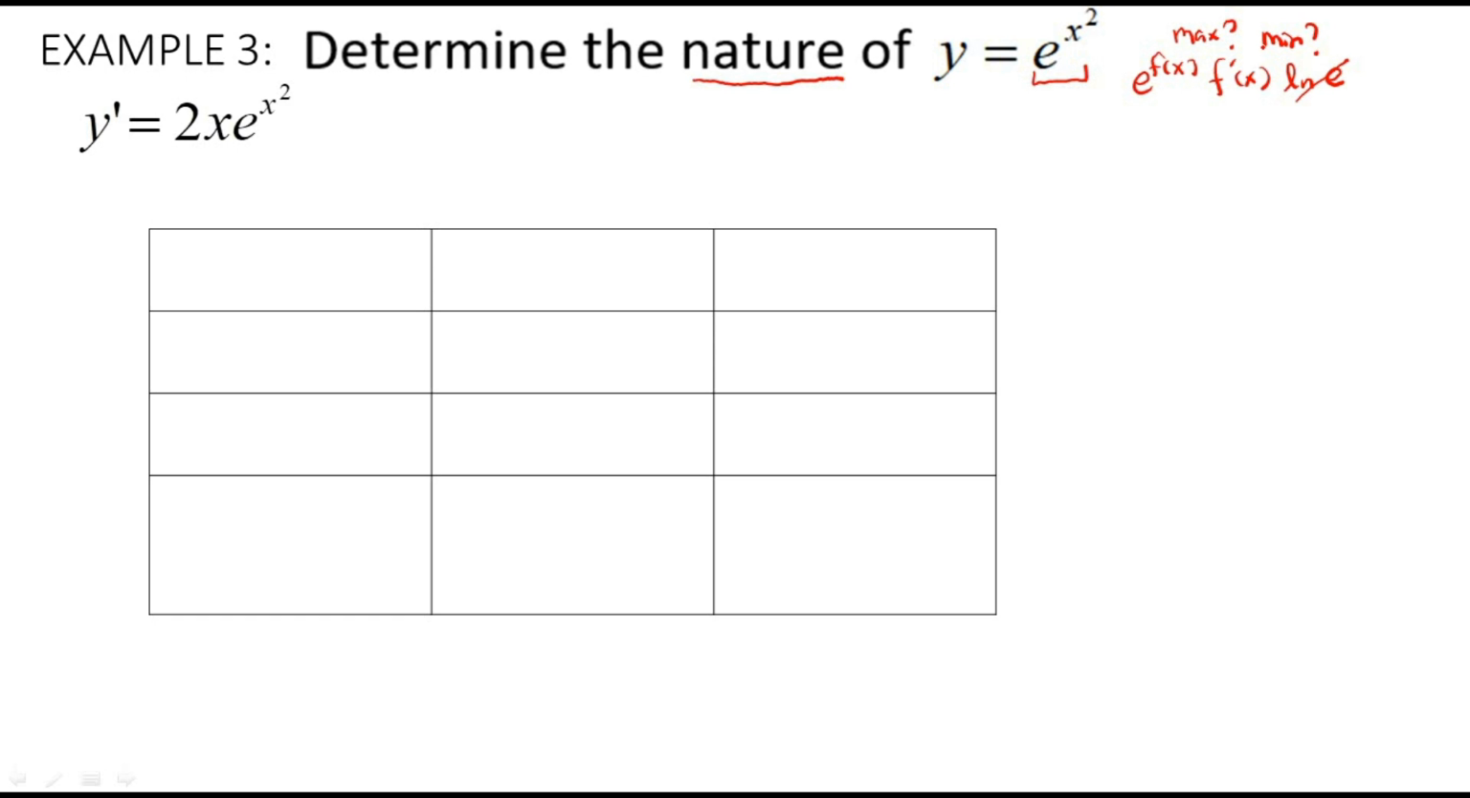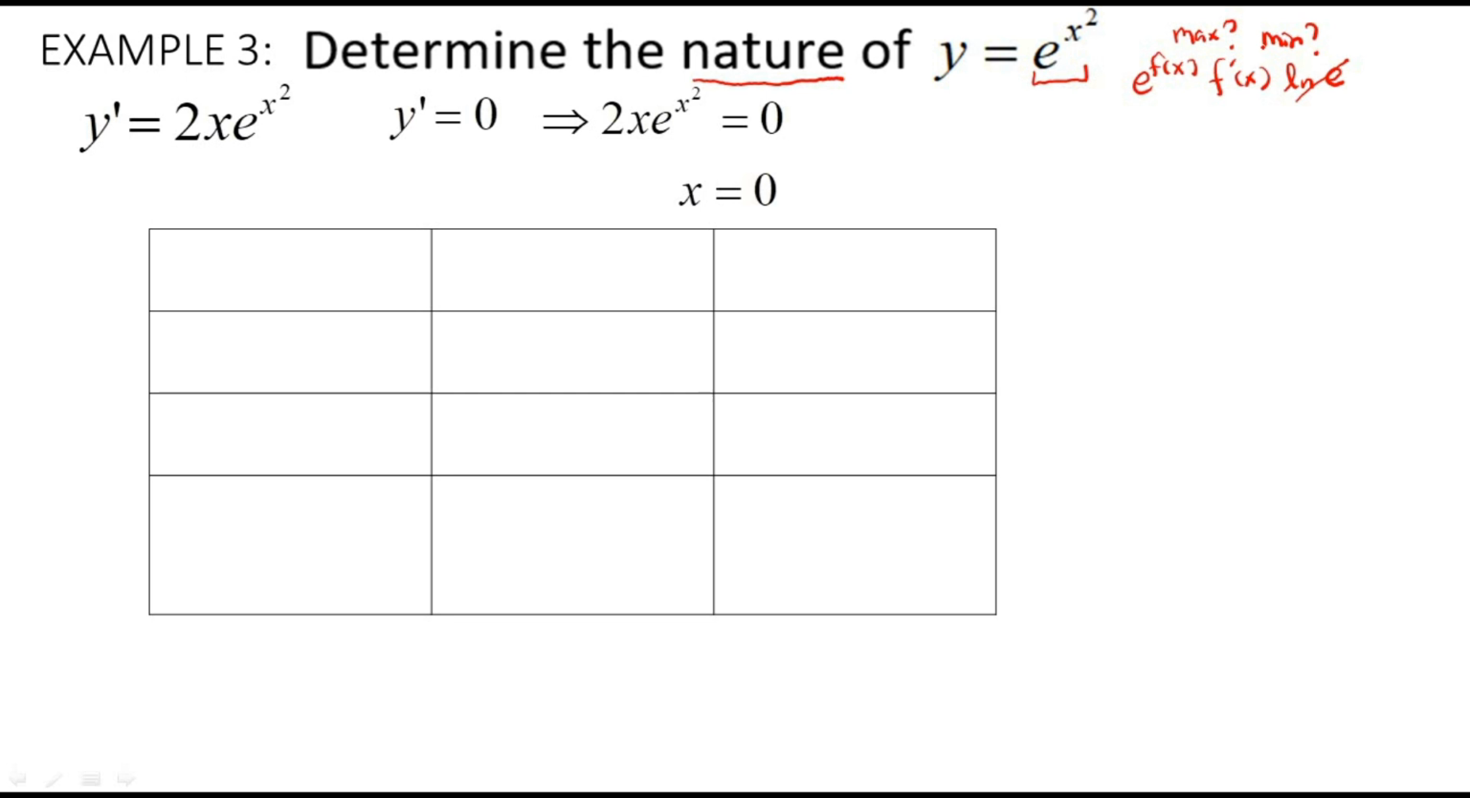In order to do so, we have to let dy/dx equal to 0. If we equate 2x e to the power of x squared equal to 0, we will get x equal to 0 as our result. Now, proceed with the third step. We have to construct a table consisting of 4 rows to determine the nature of our points.